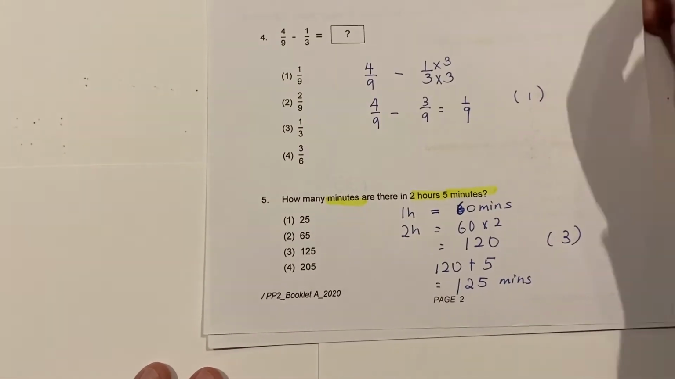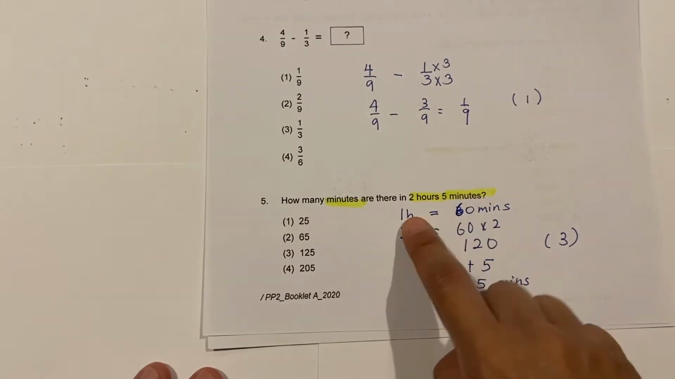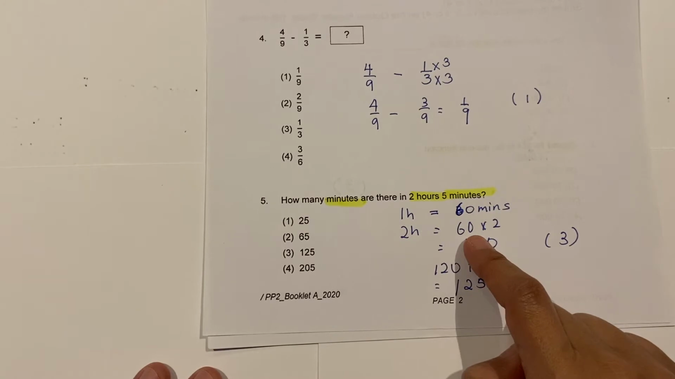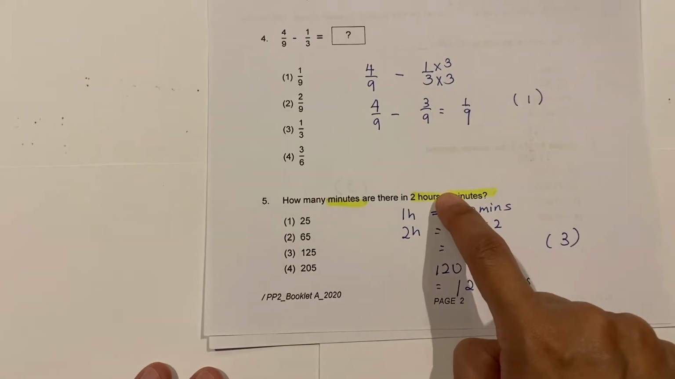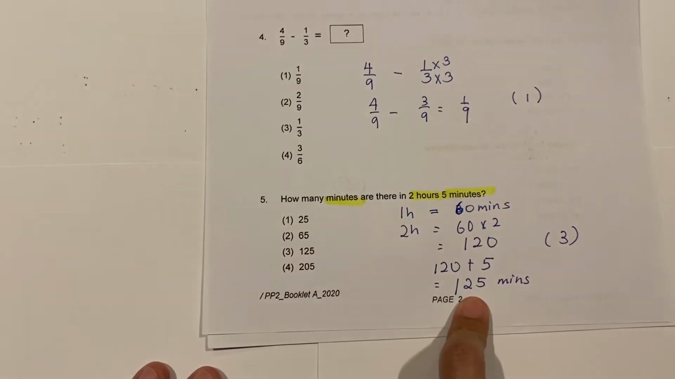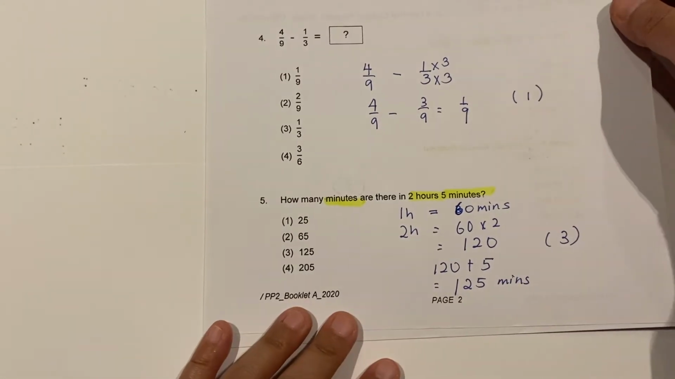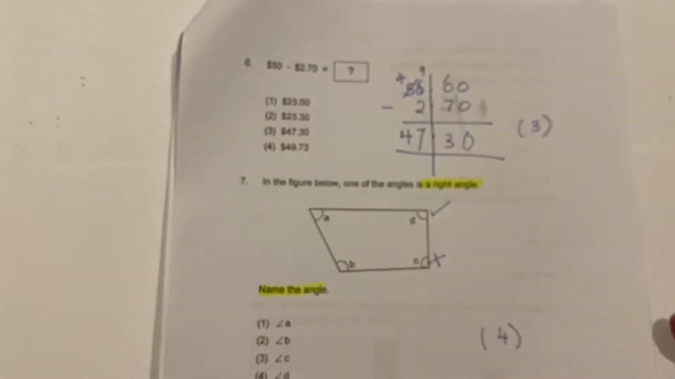How many minutes are there in 2 hours 5 minutes? So 1 hour is 60 minutes. 2 hours will give you 120 minutes, plus the 5 minutes here. So it's 125 minutes. The answer is number 3. So far, so good.